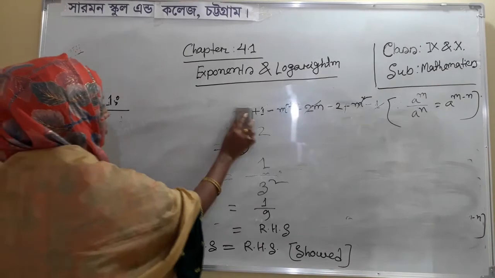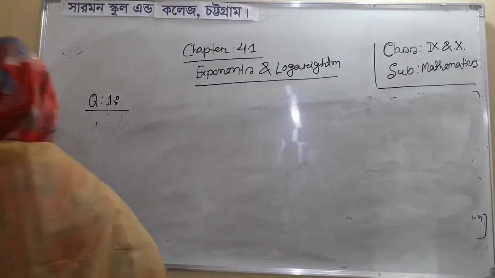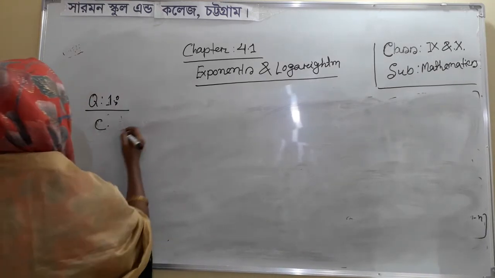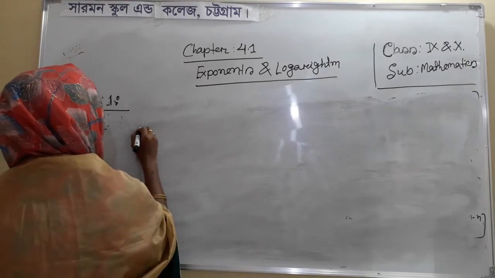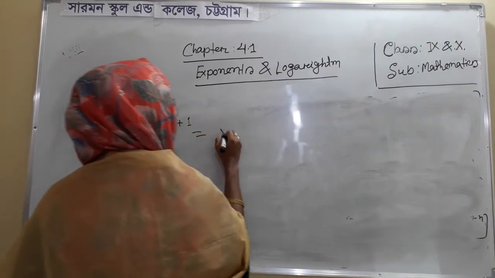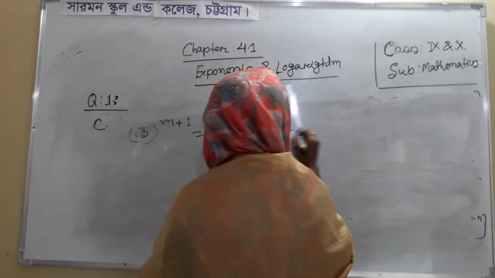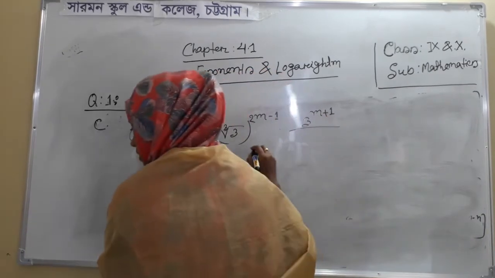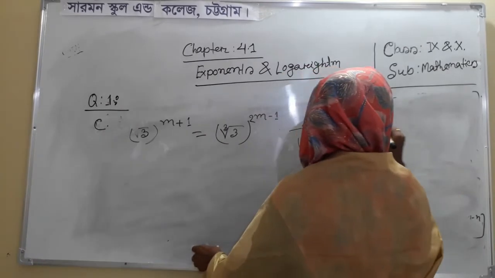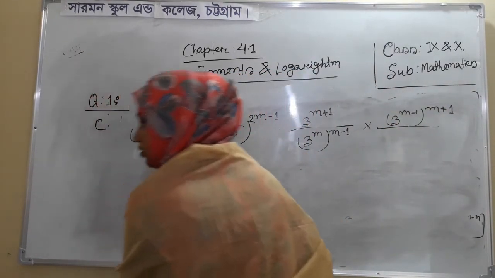Now we are going to solve question number C. In question number C, we have to solve the square root of 3 whole to the power m plus 1 equals cube root of 3 whole to the power 2m minus 1 into 3 to the power m plus 1 divided by 3 to the power m whole to the power m minus 1 into 3 to the power m minus 1 whole to the power m plus 1 divided by 9 to the power m plus 1.